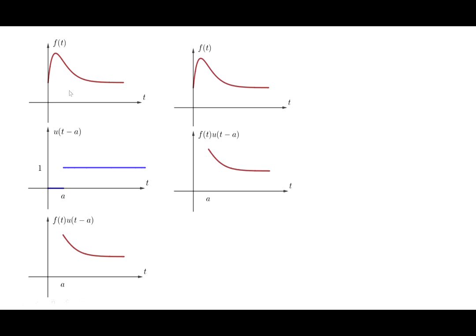Next, I'll show you the original f of t graph and the f of t times u of t minus a graph that we just got. Cool. Now I have a question. What does the graph of f of t minus f of t u of t minus a look like? From the top graph, if you subtract this bottom graph, what would the resulting graph look like? Any ideas?